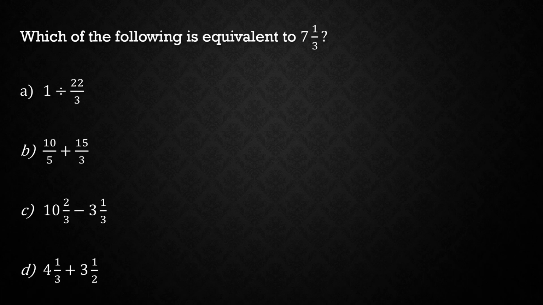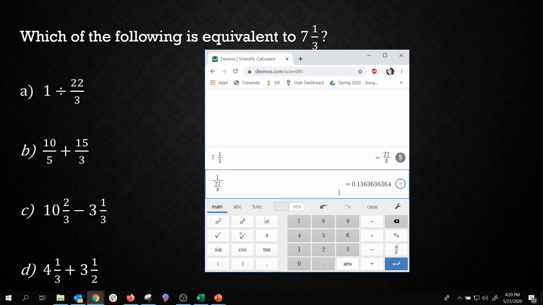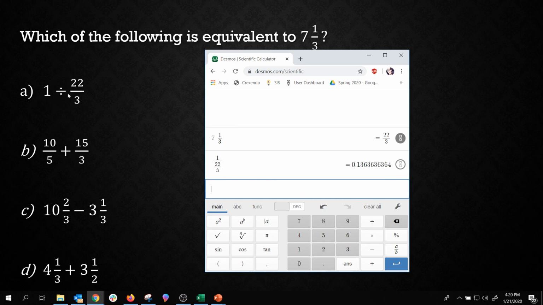Alright, next one. So we want to know which of the following are equivalent to 7 and 1/3. So for this one, again, you can type these into your calculator. To do a mixed number, you do 7 space and then 1 over 3. If I hit this button, it tells me it's 22 over 3. So I'm looking for any of these that will give me 22 over 3. First one is 1 divided by 22 over 3. Yes, it doesn't look exactly the same, but it does represent the same. However, that answer is not what we're looking for.